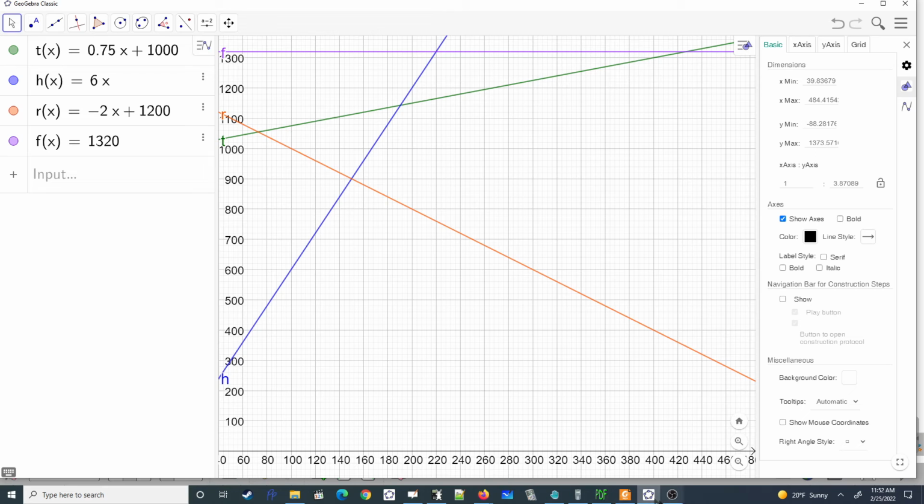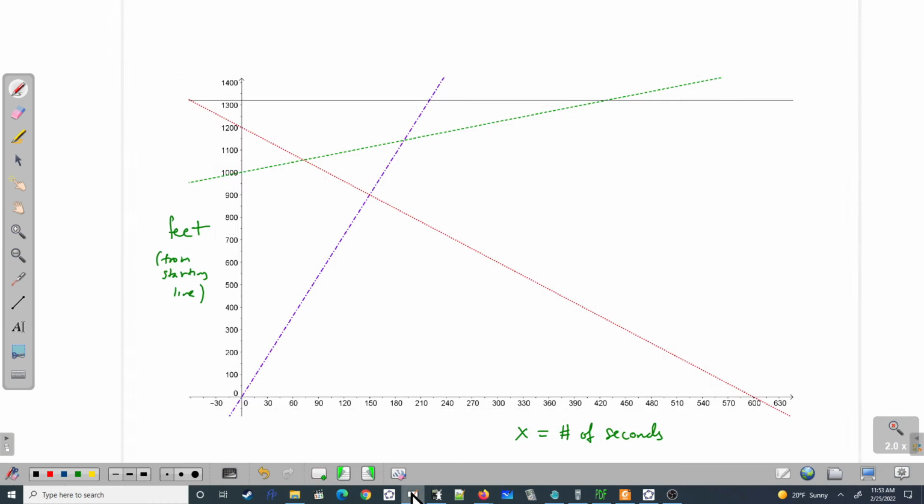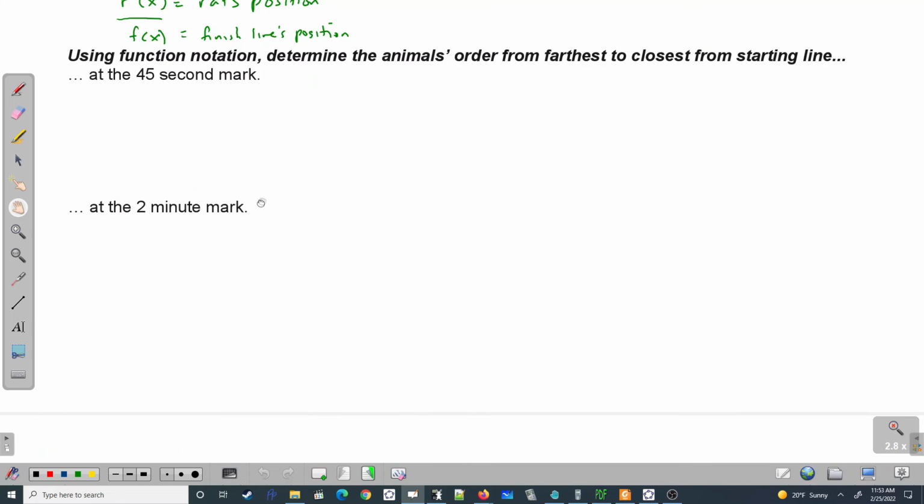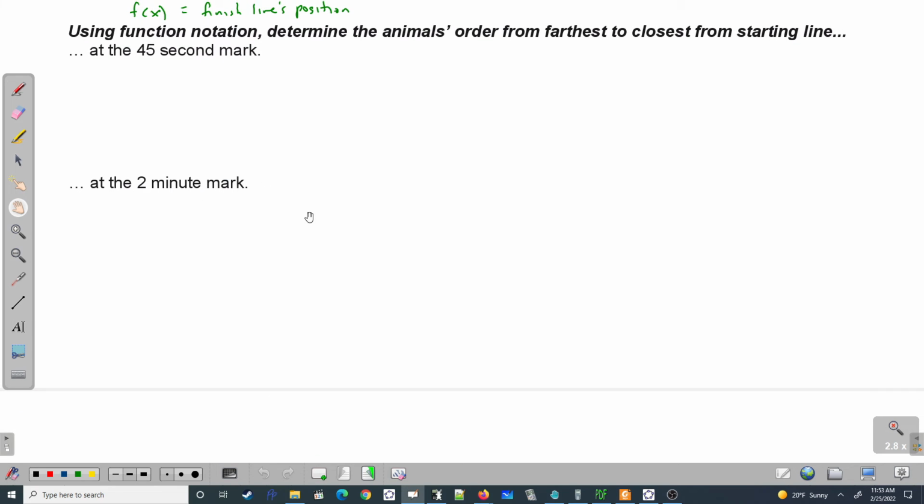We're going to go back to the first page, which is right here. And one of the questions I ask very simply is, hey, tell me what's happening at different times in this race. Why am I asking you to do this? Because I want you to practice your function notation. That's it. So if I ask you to demonstrate with function notation how to make a prediction, this would be a good way of doing it.